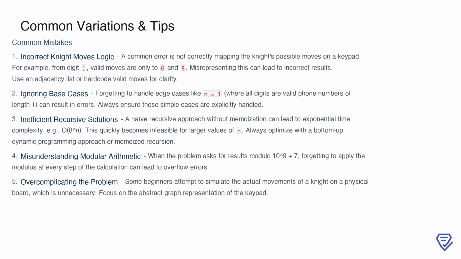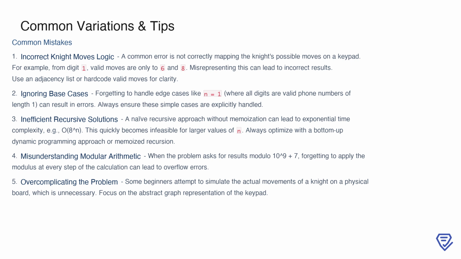When solving the knight dialer problem, there are several common mistakes to watch out for. First, it's crucial to ensure the knight's moves are accurately represented. For example, from digit 1, the only valid moves are to 6 and 8. Misrepresenting these connections can lead to incorrect results, so using an adjacency list or explicitly hardcoding the valid moves can help prevent errors.